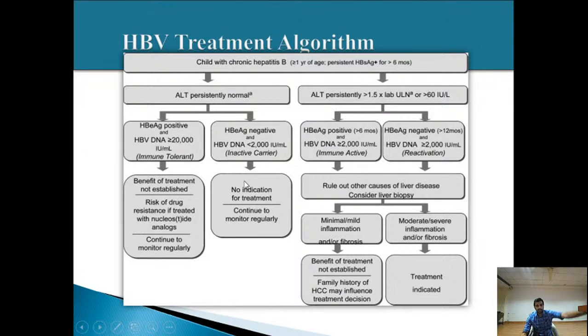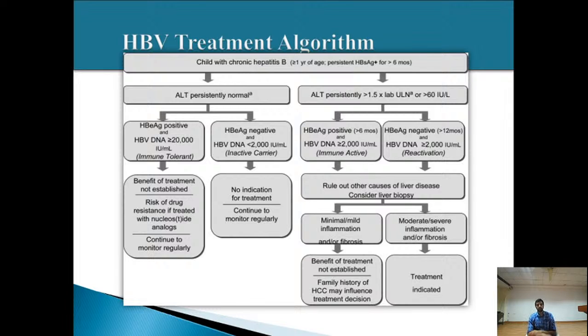So coming to treatment, do you want to tell the treatment today? Yeah. So, treatment algorithm. Whenever a patient comes with acute hepatitis B, you do not treat the patient. The patient will spontaneously resolve in 95% of cases, and your treatment will not help. You only support the patient. You treat the symptoms and any hemodynamic instability.